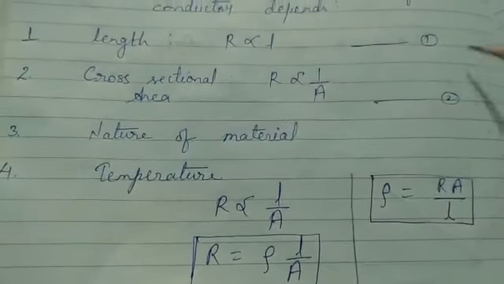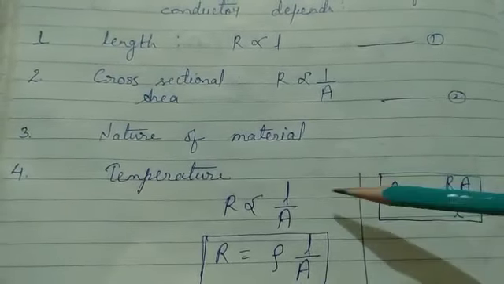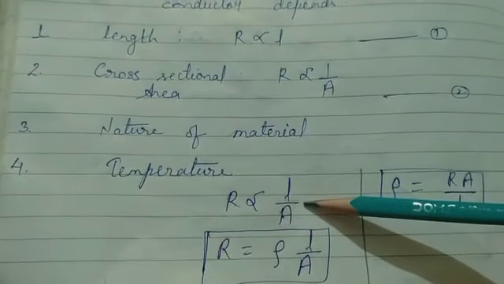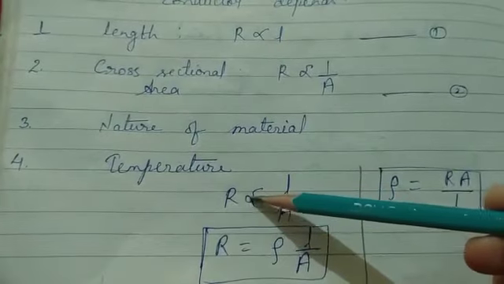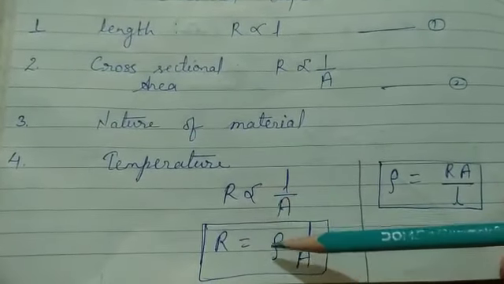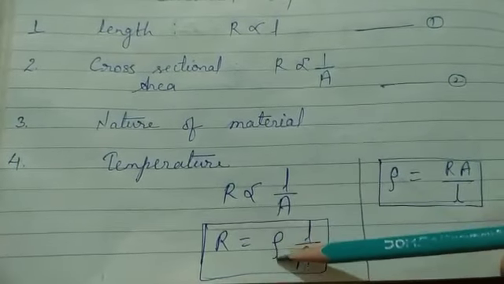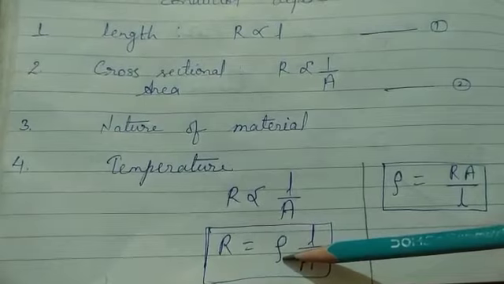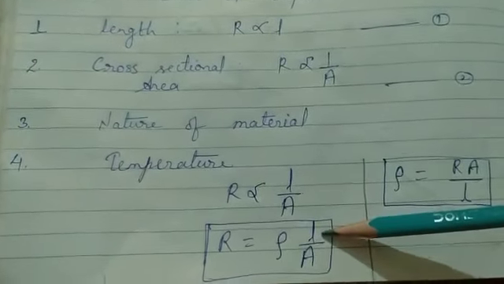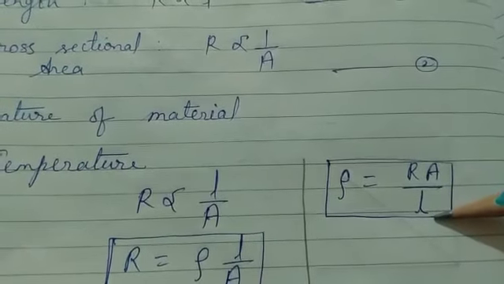Now see, these are equation number 1 and 2. When we combine them both, we get this equation. When we remove this proportionality sign, we have another constant, rho. This symbol is called rho, and it is called resistivity. This equation can be written as rho equals RA upon L.